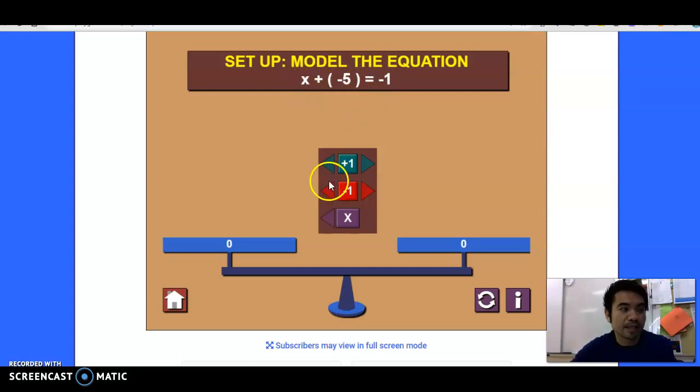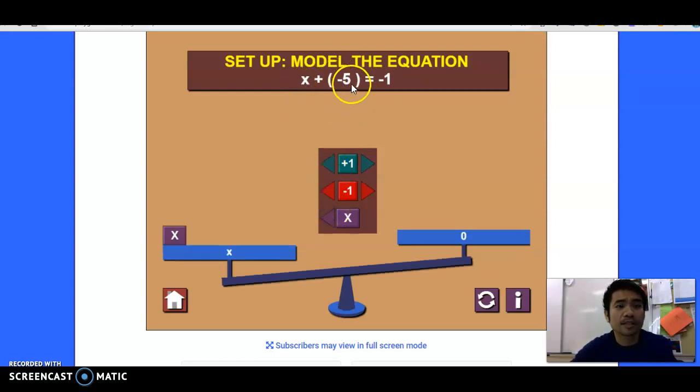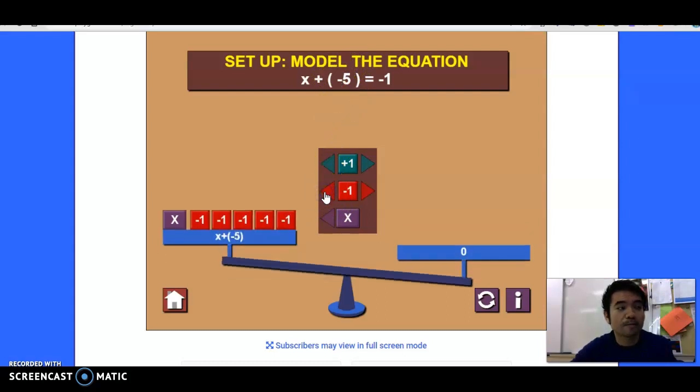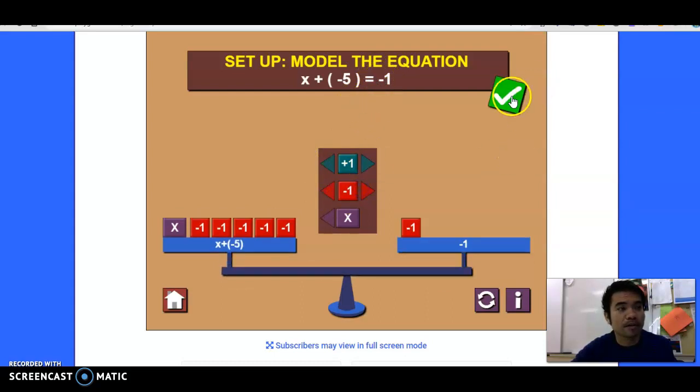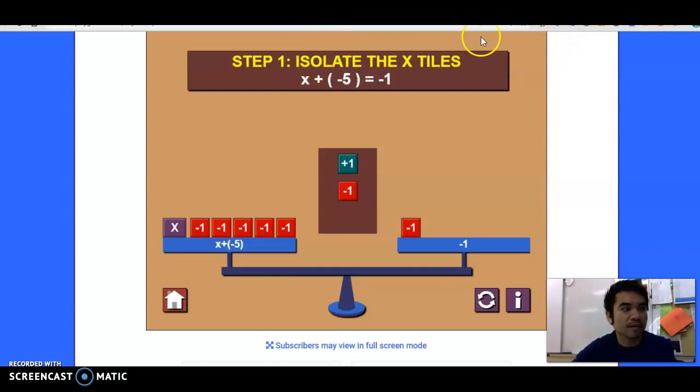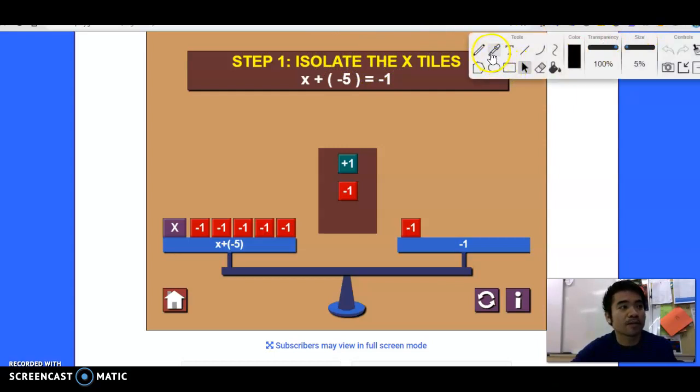So my left side is x, and also negative 5: negative 1, 2, 3, 4, 5. My right side is negative 1. They're balanced. Now, this is the word that we need to be familiar with: isolate. We have seen this in our volume lesson. Isolate means the x has to be by itself. So, how do I get rid of negative 5? This is when our opposite operators come in, isn't it?